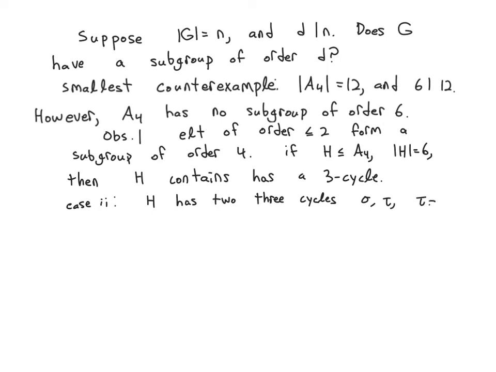where tau is not sigma inverse, by the way. So you've got e, sigma, sigma inverse, tau, tau inverse so far. That's 5 elements. I'm going to see what happens with sigma tau. What is sigma tau equal to?